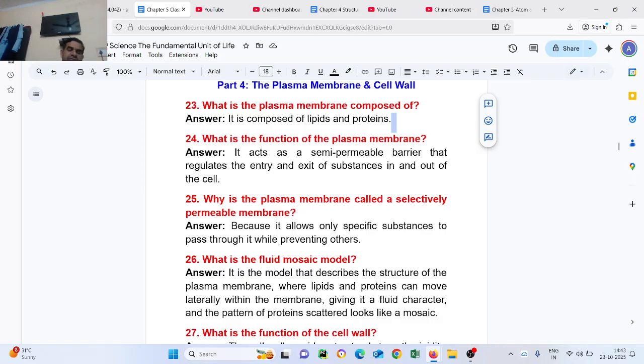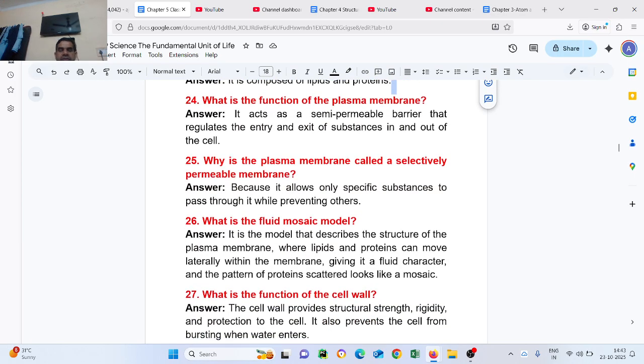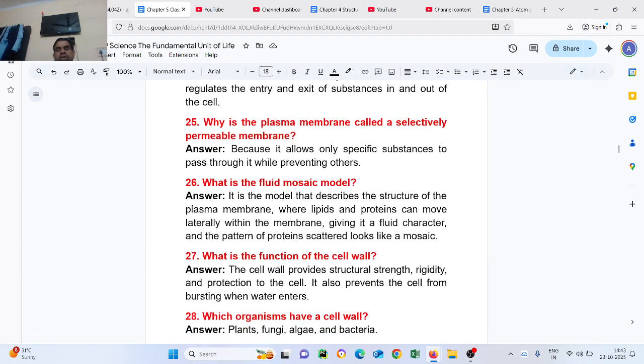Question number 26. What is the fluid mosaic model? It is the model that describes the structure of the plasma membrane, where lipids and proteins can move laterally within the membrane, giving it a fluid character, and the pattern of scattered proteins looks like a mosaic.